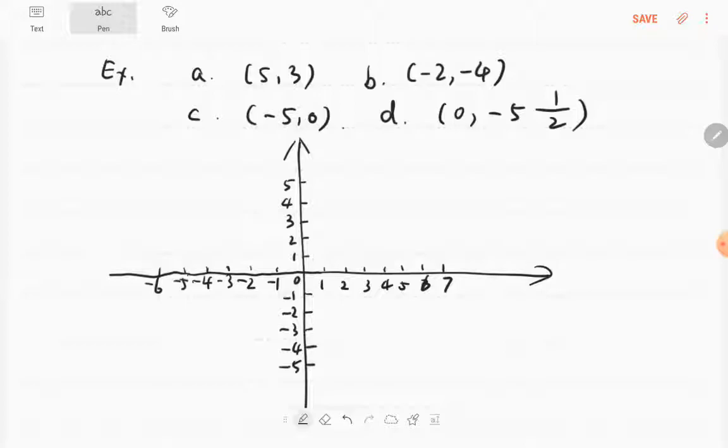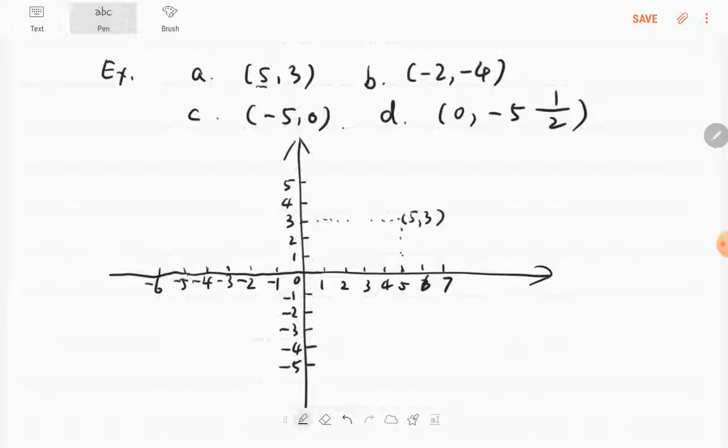So the first value here corresponds to the x-axis. So we want to find, it is just around here, 5, right? So it should be in this line. And then we try to find the second value, it's 3. So it will be like this one. So we can find 5, 3, will be this.